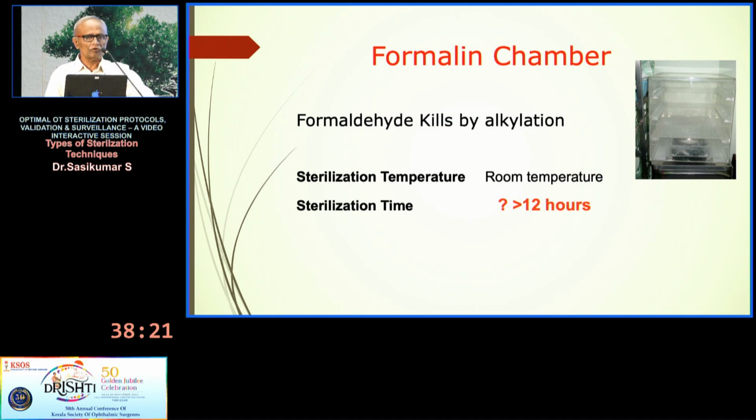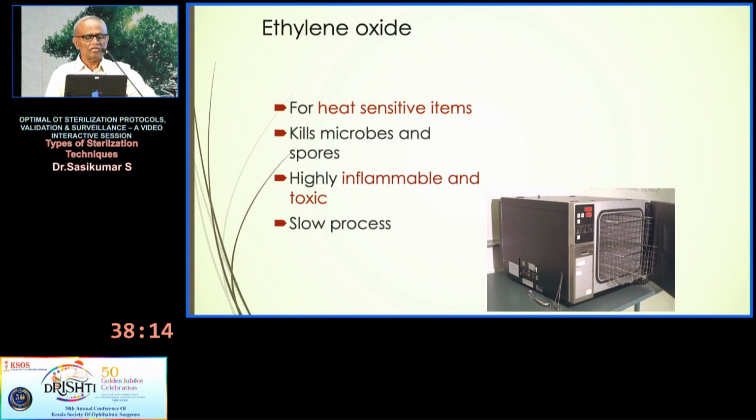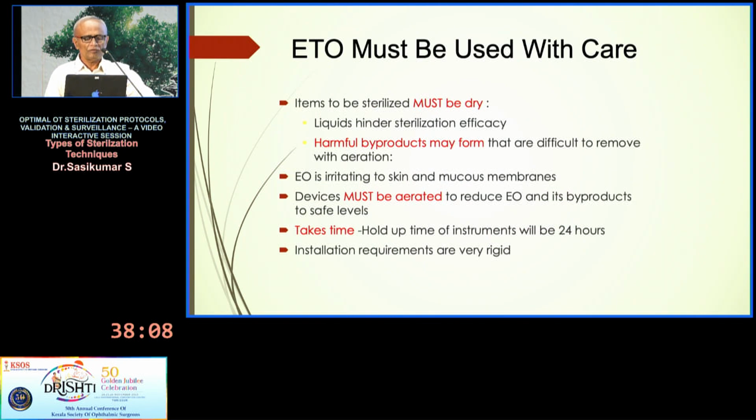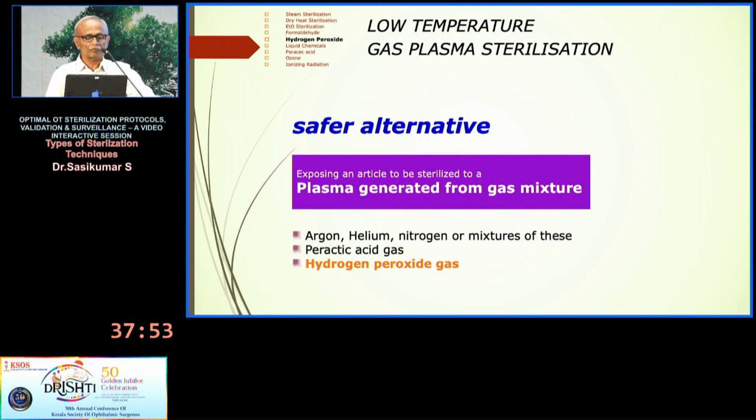Formalin chamber is not at all advisable in ophthalmology. It is very difficult to validate, and it is irritant and toxic. Ethylene oxide is good for heat sensitive items. It is highly inflammable and toxic, and it should be used with care. The item should be dry, otherwise if there is moisture it can produce toxic substances, and the devices should be aerated before using, so it takes time. But it does not corrode instruments. It is a low temperature process.